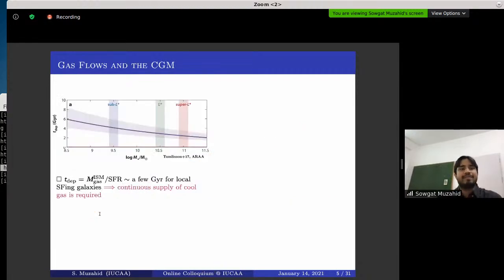So let's start with gas flows. What is shown here on the x-axis is the stellar mass of galaxies, and on the y-axis is the gas depletion timescale, which is defined by the gas mass available in the ISM divided by the rate at which it is forming stars. For Milky Way type galaxies, like L-star galaxies sitting over here, the depletion timescale is only a few gigayears. So unless there is a fresh supply of gas from the intergalactic medium, one cannot sustain star formation for very long. It's not very surprising, but it's a nice way to show that galaxies cannot grow in isolation. Their gas has to come from the intergalactic medium to feed it.